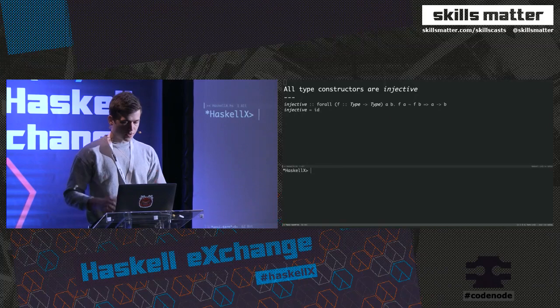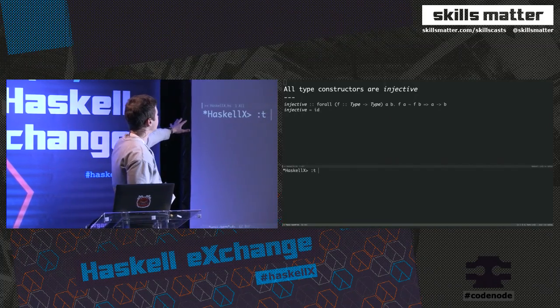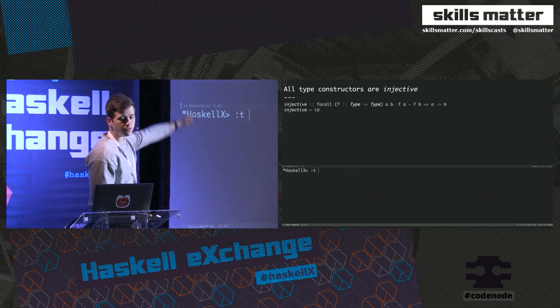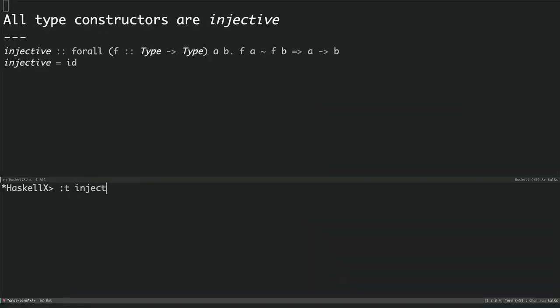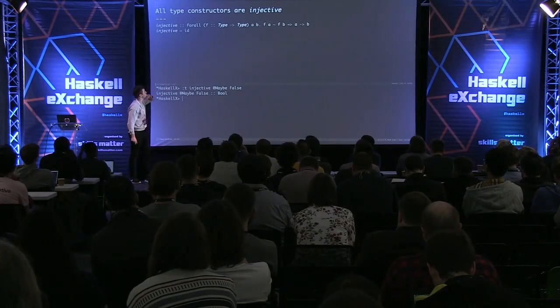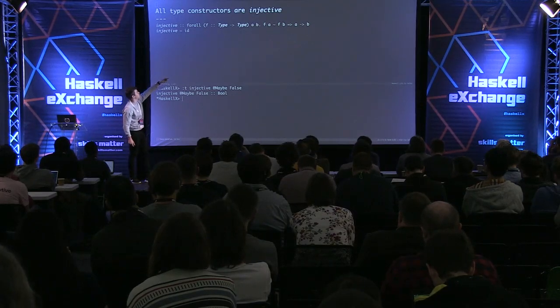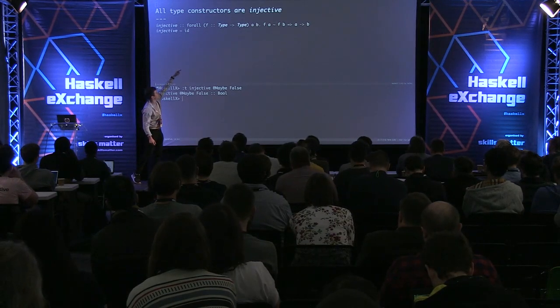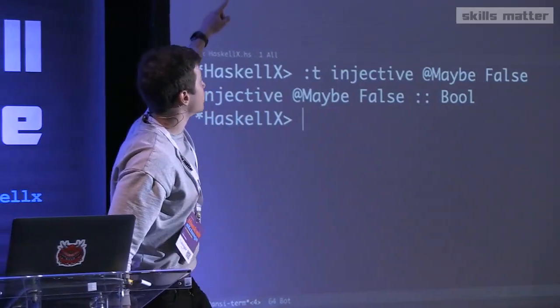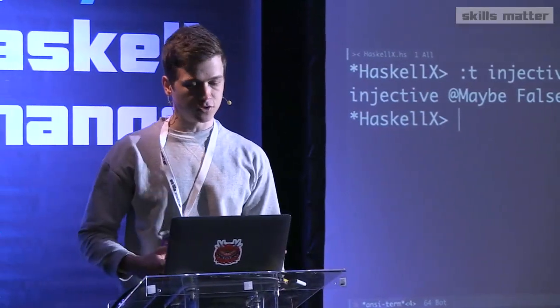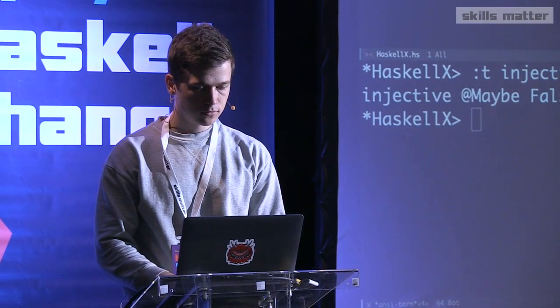So just to try this, I'm going to use type applications to instantiate the type of injective. So the way that works is I say, what's the type of injective when f is Maybe? And let's say I apply it to False. Right, so the return type is b. We know that a equals Bool, so b must be Bool as well. So this injective function witnesses the fact that type constructors are injective. Okay.